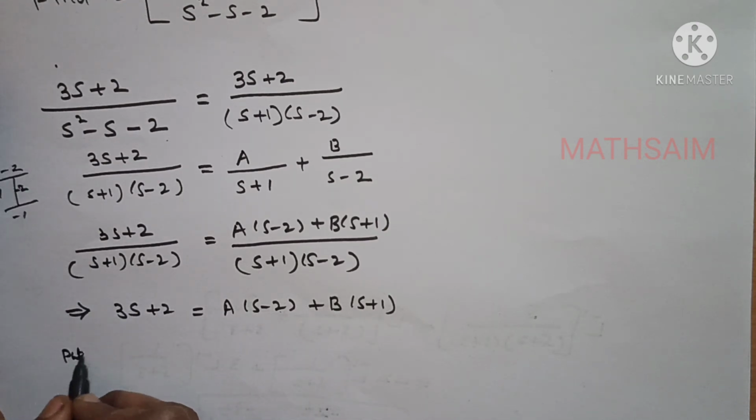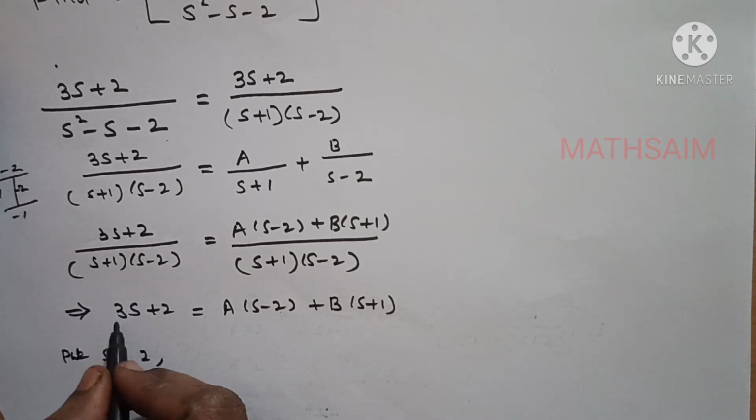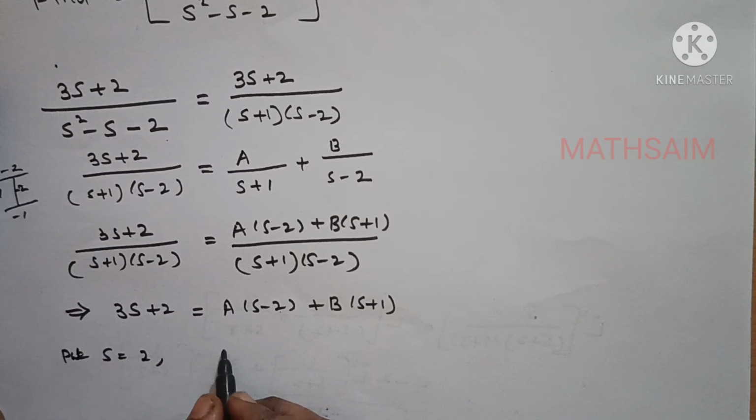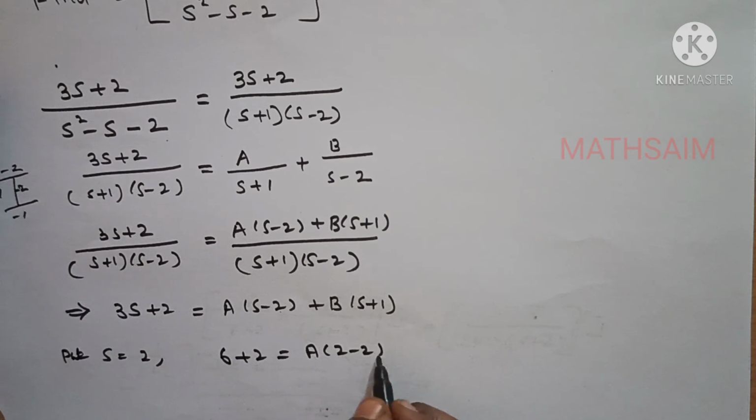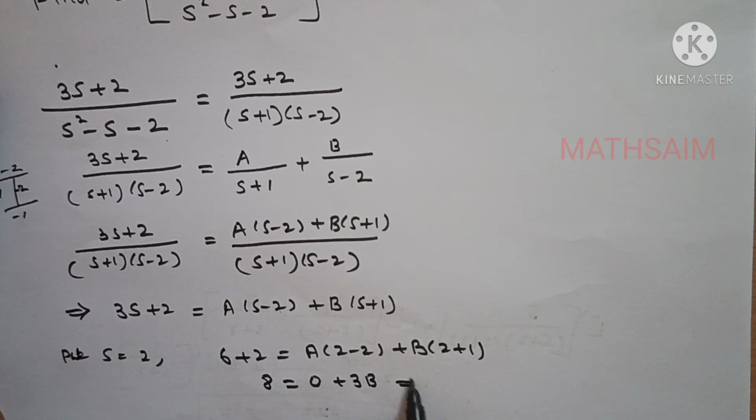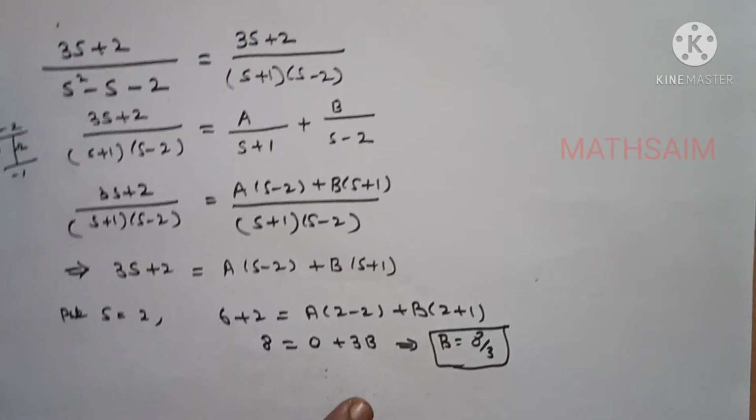Put s equal to 2. It will be 3 into 2, which is 6, plus 2, is equal to A into (2 minus 2) plus B into (2 plus 1). So 8 is equal to, this will be 0, and this will be 0 plus 3B, therefore B is going to be 8 by 3. In the same way I have to get the value of A.